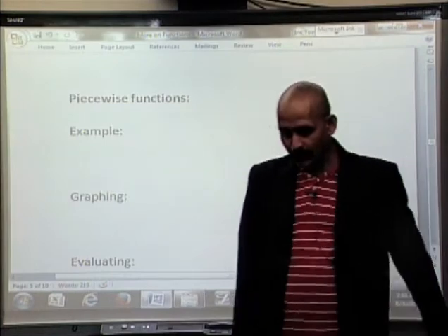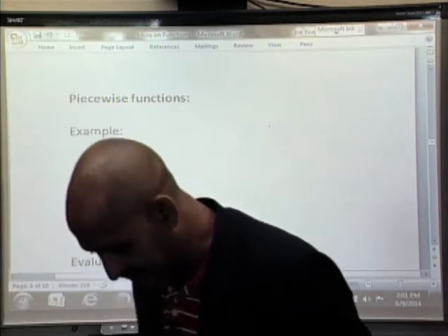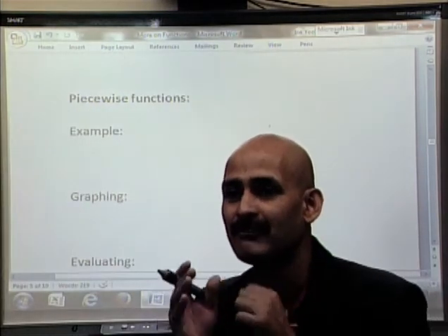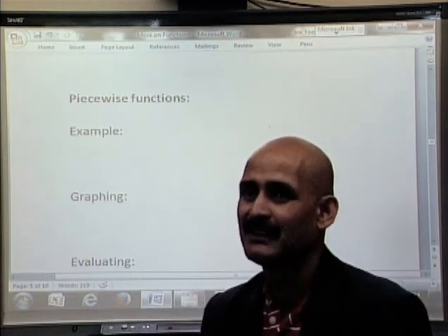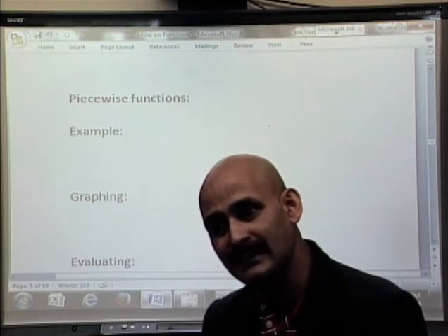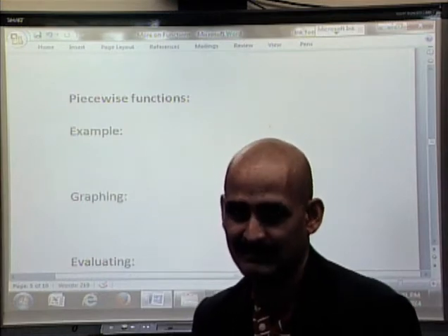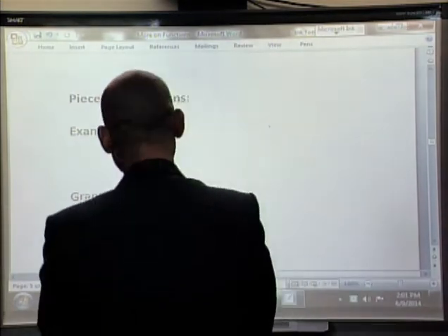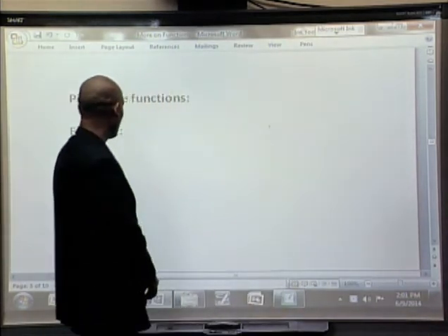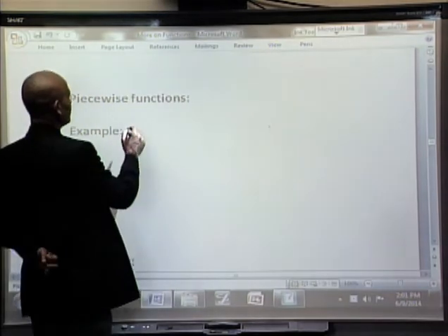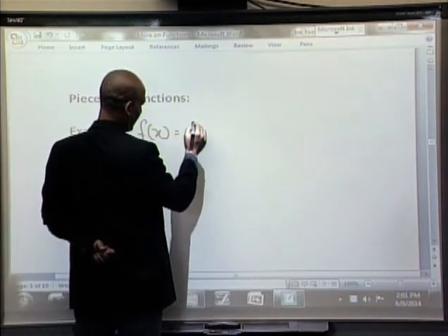Okay. So far we have seen functions with a single formula. Sometimes what happens is the formula of the function changes depending on the location. That kind of function we sometimes call a piecewise function. Let me write down one example of a piecewise function and I will explain why I said something like before.